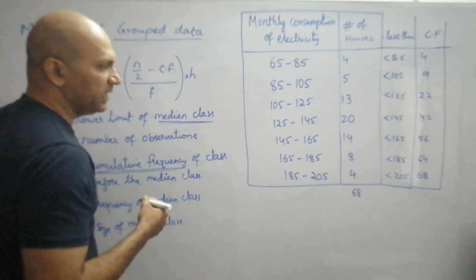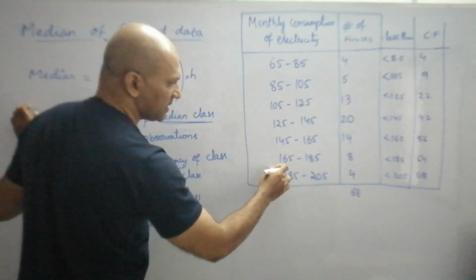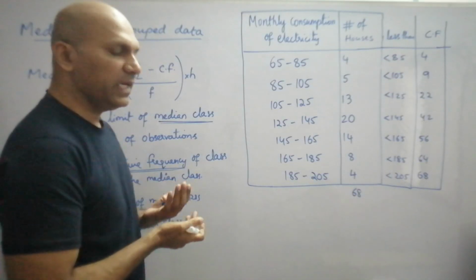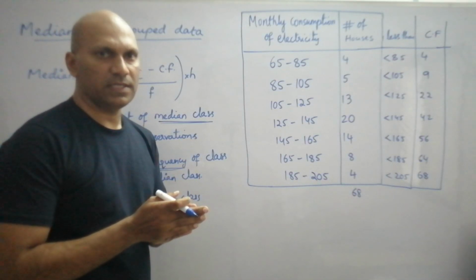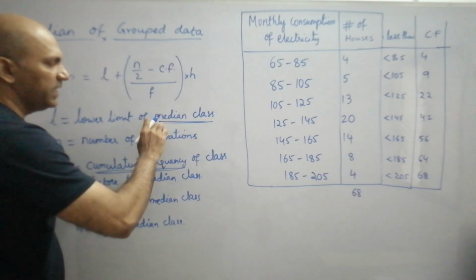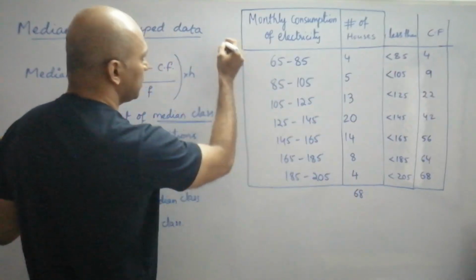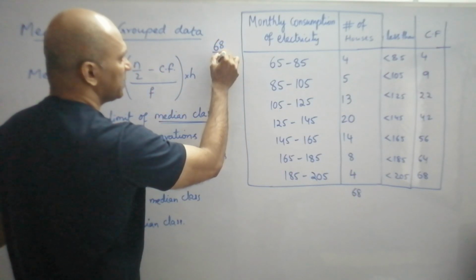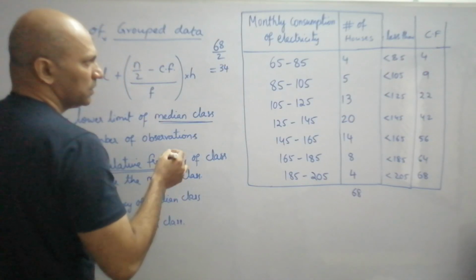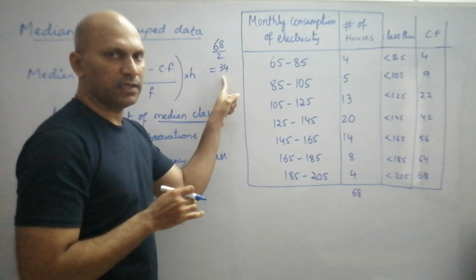How should we find the median class now? What is the median class in this? We know these are the classes, right? But what is a median class? What is median? Median is the middle observation, isn't it? So how many observations are there in total? 68. So half of 68. 68 divided by 2 is equal to 34. So the 34th observation should be the median, right?